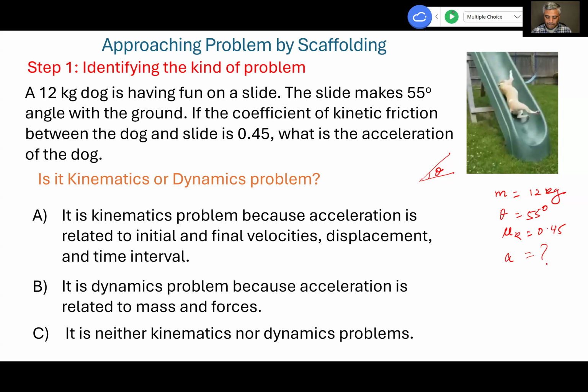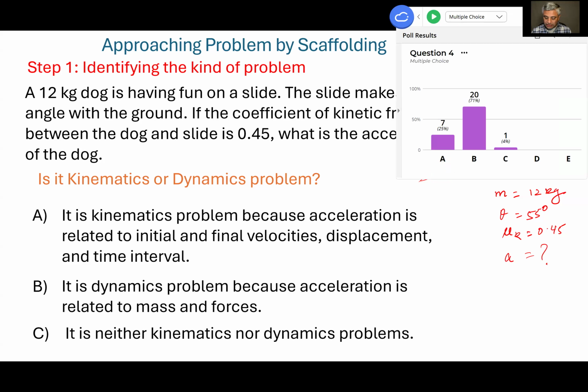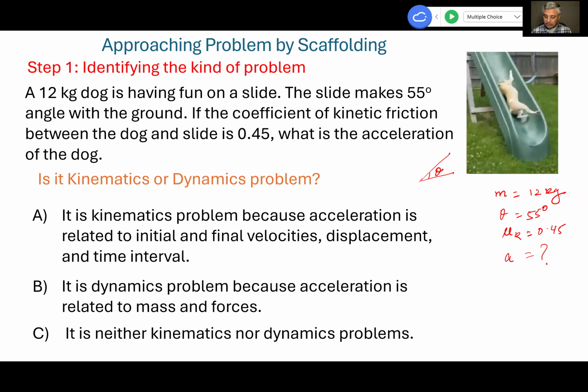Okay. So let's see what we got. So again, see, there are no initial velocities, final velocity, displacement, or time interval. Neither of those is mentioned here or asked to find. So that's why it is not a kinematics problem, it is a dynamics problem. Okay, so we identified this is another dynamics problem.